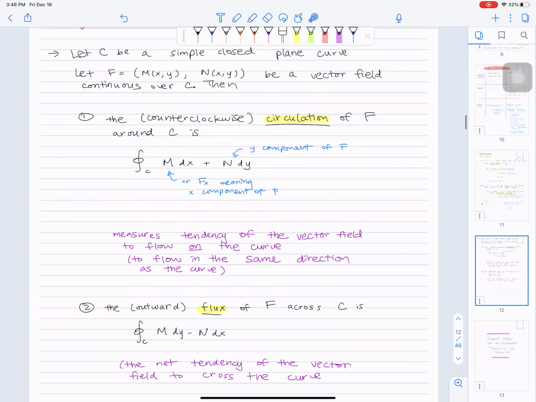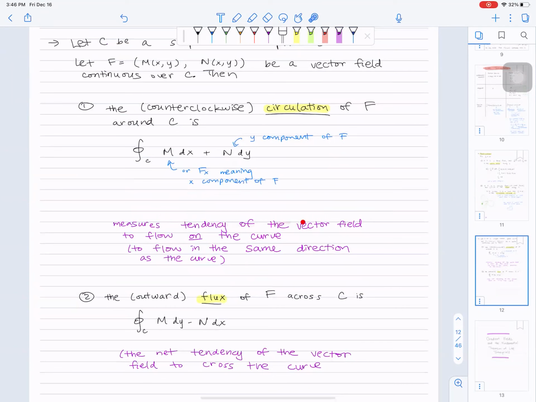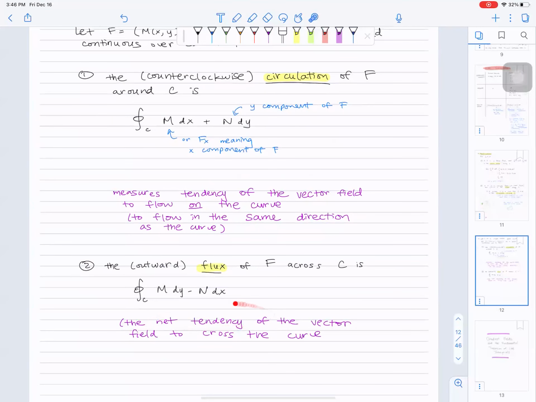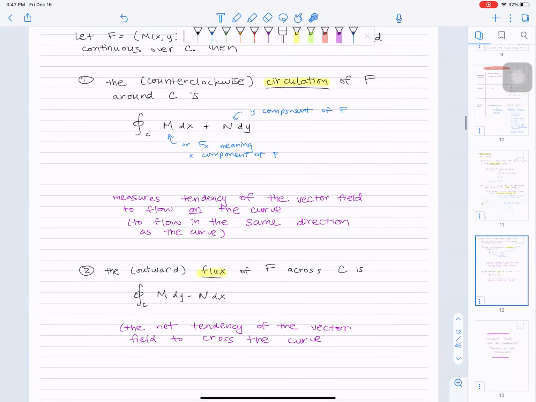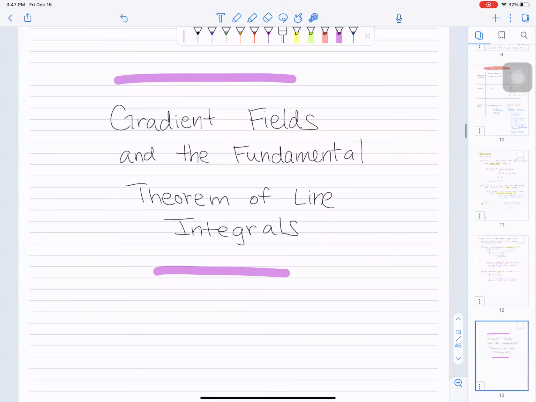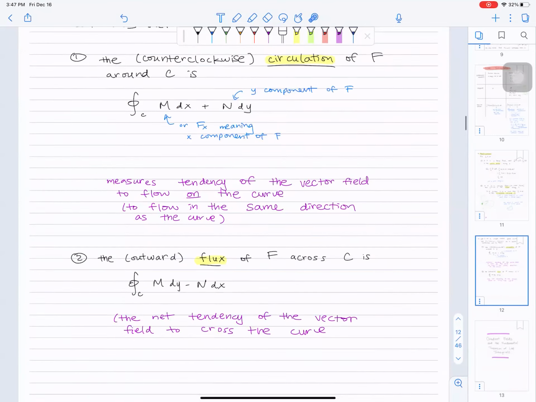Okay, and what circulation does is it measures the tendency of your vector field to flow on the curve, like how much does it tend to flow in the same direction as your curve. And flux is going to be the net tendency of your vector field to cross the curve. And so notice that for flux, it's M dy minus N dx. Okay. Next we have, okay, any questions on those?